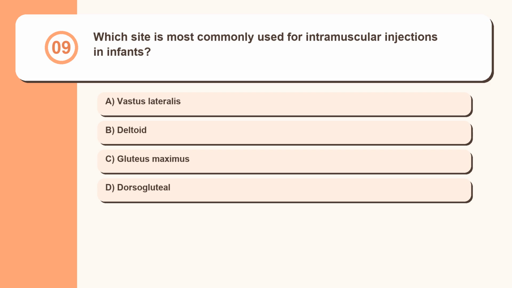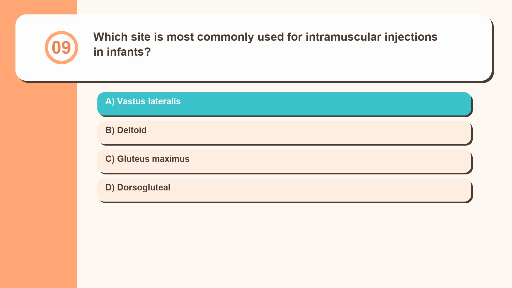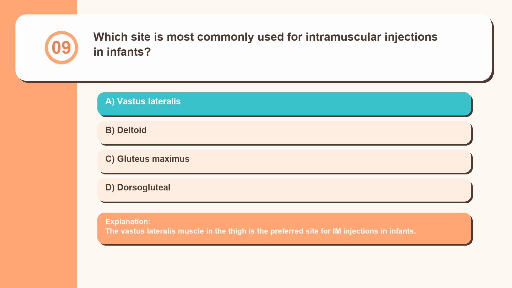Question 9. Which site is most commonly used for intramuscular injections in infants? Vastus lateralis, deltoid, gluteus maximus, dorsogluteal. The vastus lateralis muscle in the thigh is the preferred site for IM injections in infants.